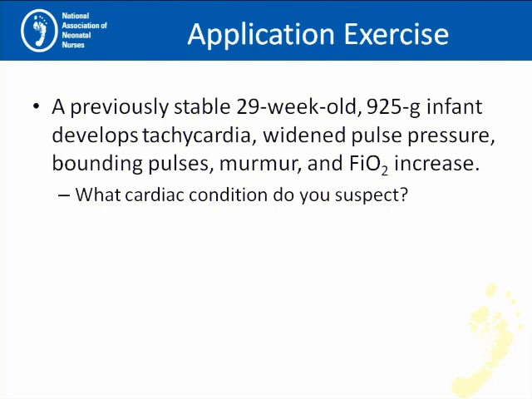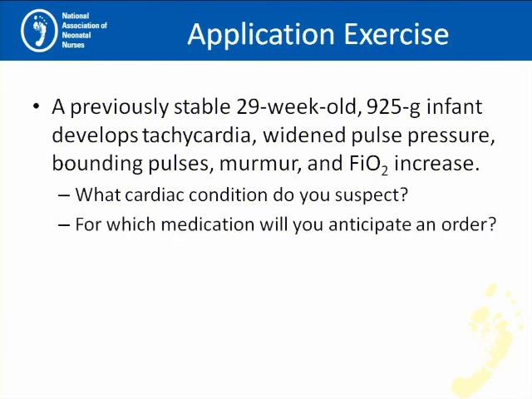Because of lower pulmonary vascular resistance, blood shunts from the left side of the heart to the right side of the heart across the ductus and produces an increase in pulmonary blood flow. For which medication will you anticipate an order? Indomethacin inhibits prostaglandins, which dilate the ductus.